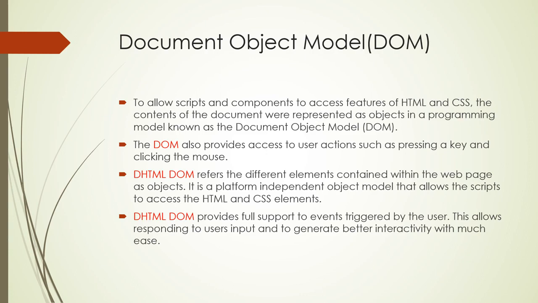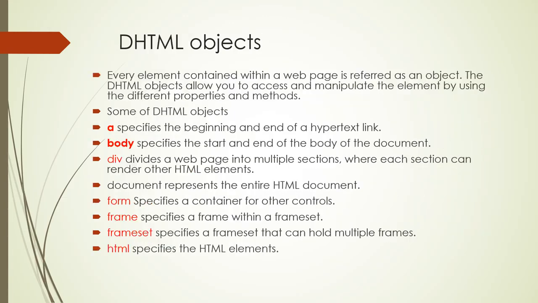Whenever we are creating with the DOM, we use triggers like mouse over and mouse movement. These are all the event handling programs we use. So DHTML objects, like the ones mentioned here, are every element contained in the web page, and each is referred to as an object. DHTML objects allow you to access and manipulate the elements.